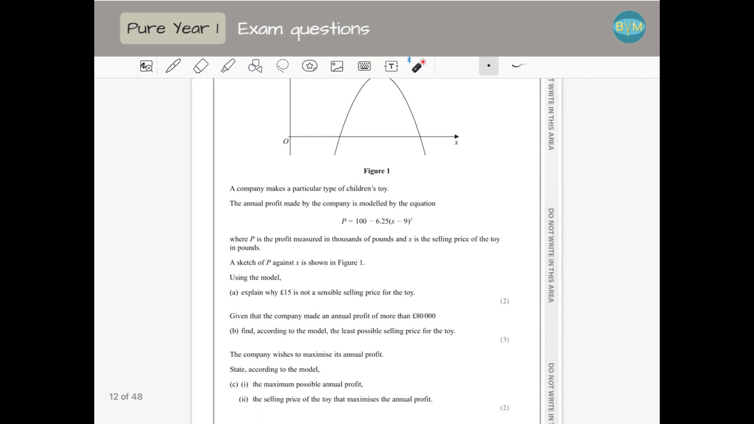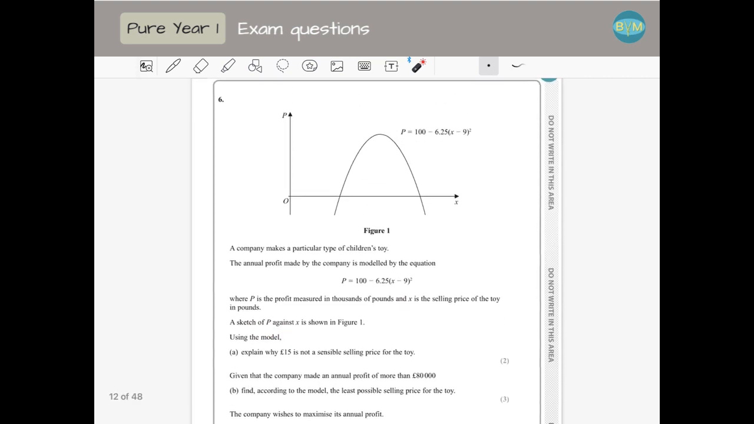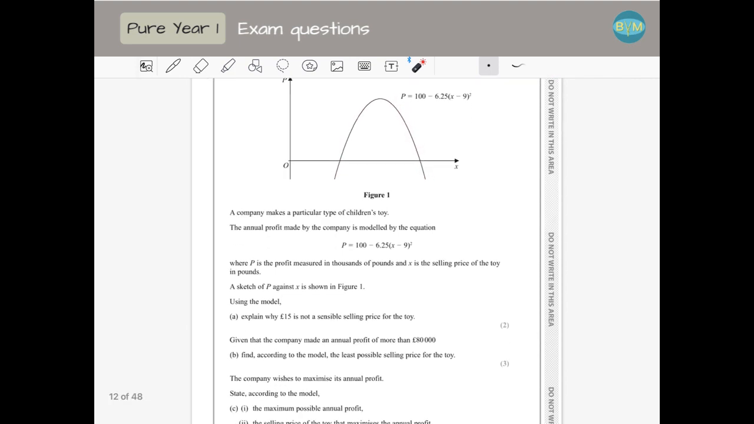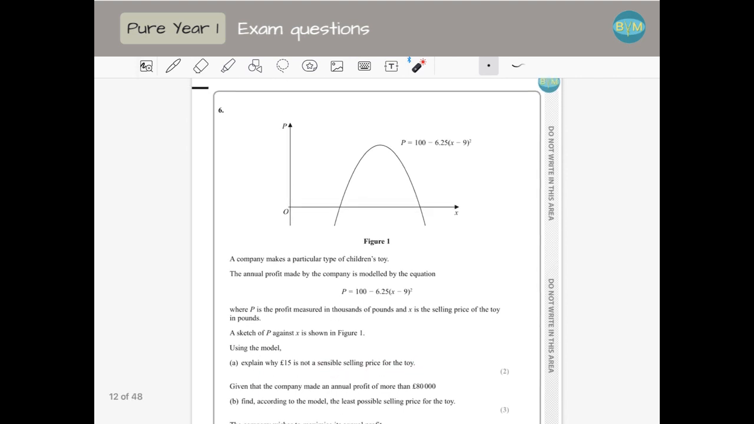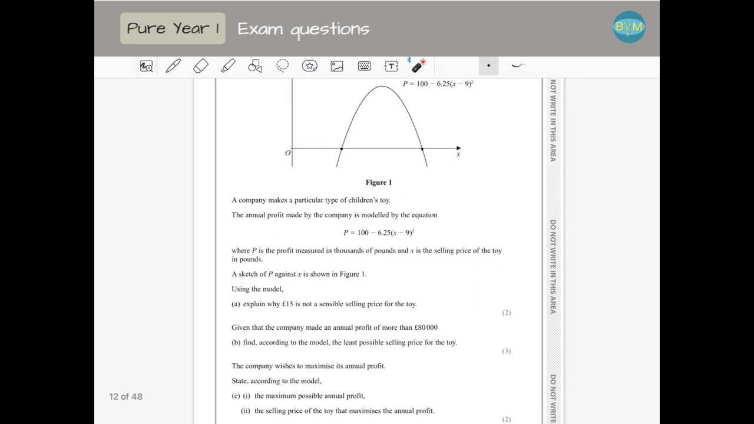And the price of the toy is in pounds. A sketch is given here, so this is your function for the price. Using the model, explain why £15 is not a sensible selling price for the toy. So we should find these 2 points to have an idea of what's happening. Those 2 points are the roots of my quadratic, so we are going to find that first.